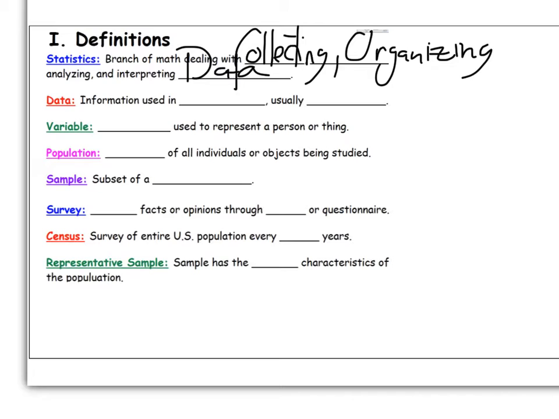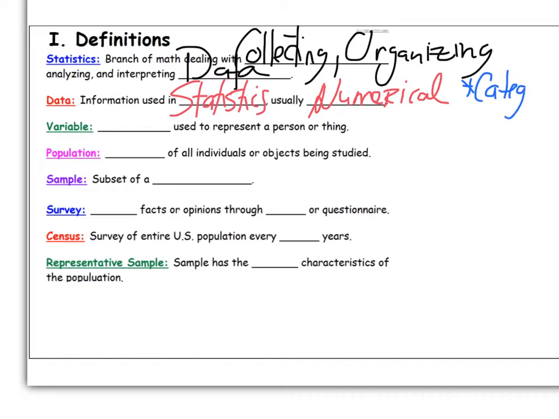So then what is data? Well, data is just information used in statistics, and it's usually numerical. But it doesn't have to be. For example, a numerical type of data would be if I asked you how tall you are. You would give me a numerical answer. However, there's a different type of data. Make note of this. It's called categorical. That would be if the answer isn't numerical. For example, if I said, what color are your eyes? You would say red, green or blue.